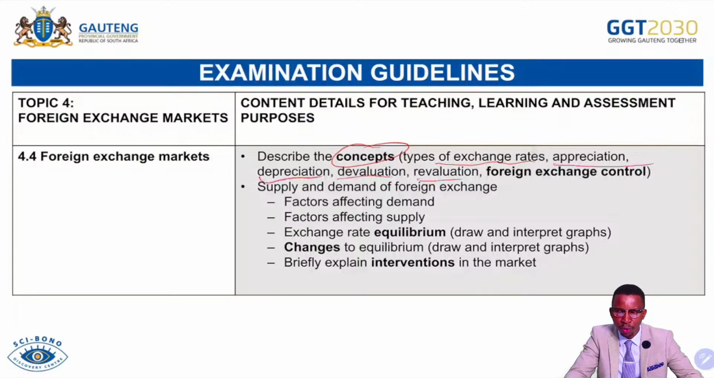Then you must know the supply and the demand for foreign exchange. So factors affecting the demand and factors affecting the supply, you must know them. And then also exchange rate equilibrium. You must be able to draw the graph and interpret the graph. Then also changes in equilibrium, interpret the graph and draw. Briefly explain interventions in the market to correct overvalued or undervalued currency. That is very important for you to know for today's lesson.